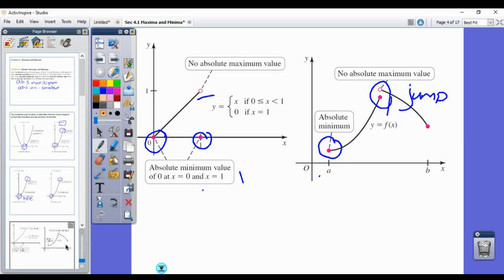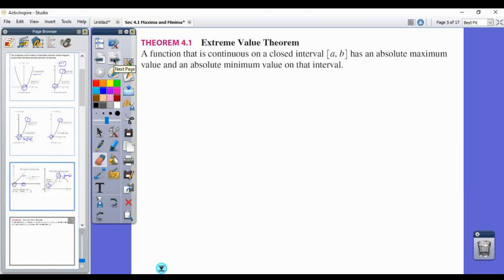So we've got another definition I want to talk about. So the extreme value theorem, I somehow managed to get on the eraser, it states that a function that is continuous on a closed interval has to have an absolute max and an absolute min at some value on that interval. Okay, so what it's essentially saying is it's going to be continuous, which means there's no jumps and no holes.